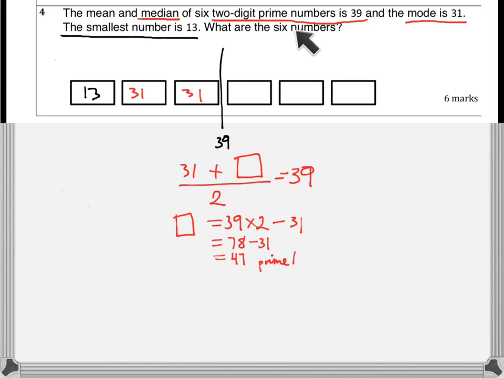47 is 2-digit and it's a prime number. So therefore, boom, there it is. I figured out another number. That must be a 47. Okay, did you get that?